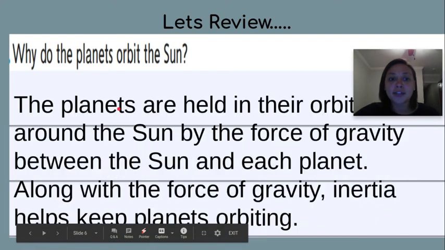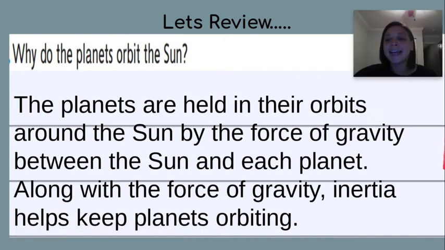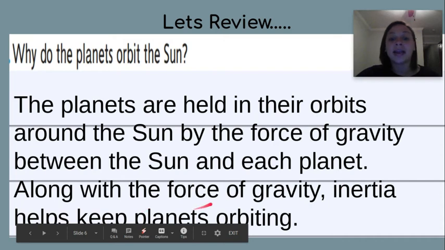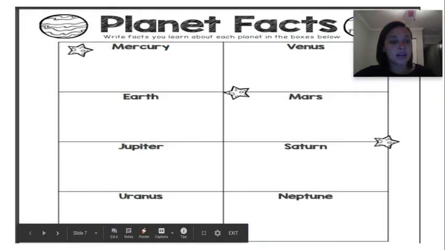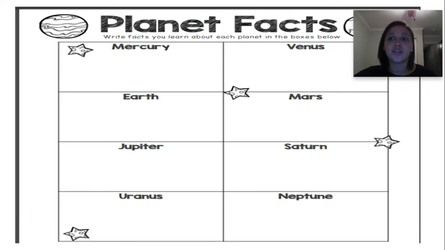Okay, I hope you were able to remember what we learned in lesson 2. And we said that the planets are held in their orbits around the sun by the force of gravity between the sun and each planet. Along with the force of gravity, inertia helps keep planets orbiting. So I do want to review that concept because we're going to see how gravity affects objects in space. So for example, how does gravity affect asteroids, comets, and meteors, which we're going to be learning about this week, okay?